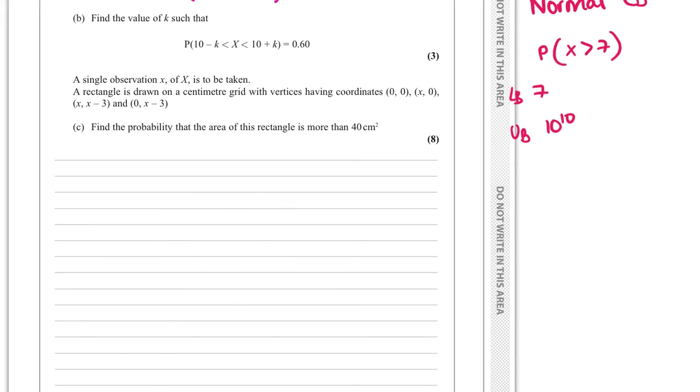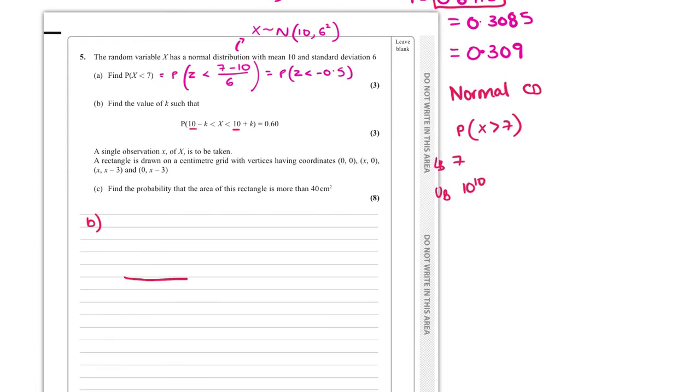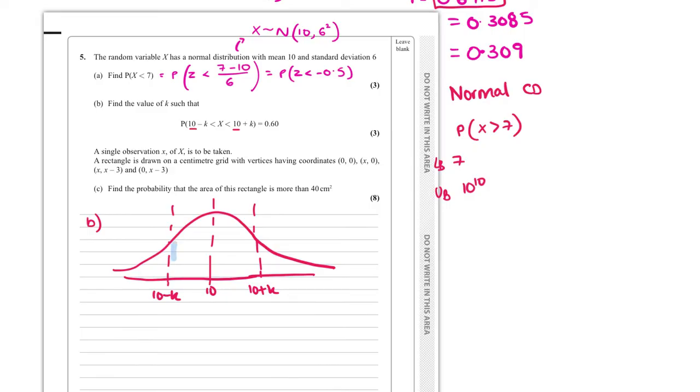Okay, so part B says, find such values of k such that this equals 0.6. Because we already know that 10 is the mean from earlier, if we were to draw this, we know that 10 is the mean. This is our 10 plus k, and this is our 10 minus k. So now we know the probability is 0.6, right? So technically our area here is 0.6. So then what do we know? If that's 0.6, I know that the green bit should add to 0.4. So I know that this is technically 0.2, 0.2, 0.3, 0.3.